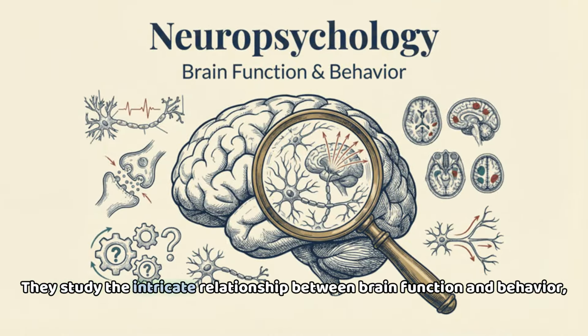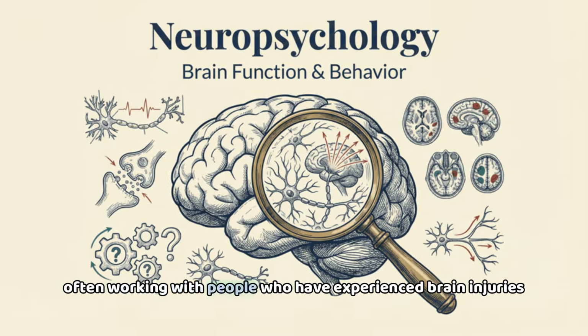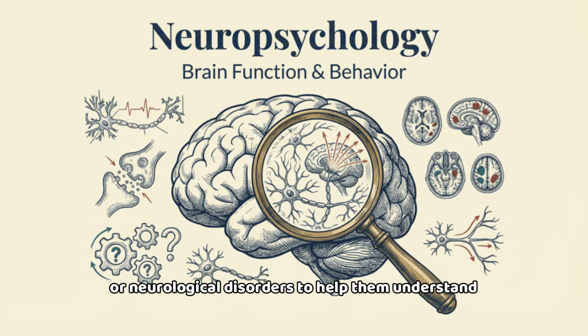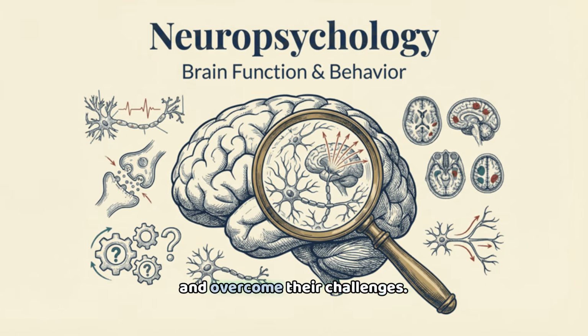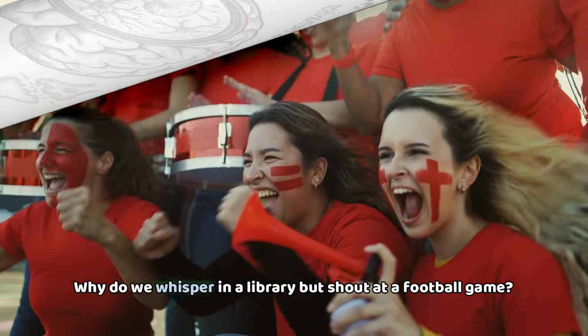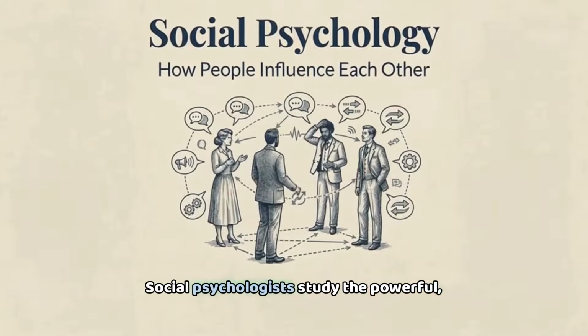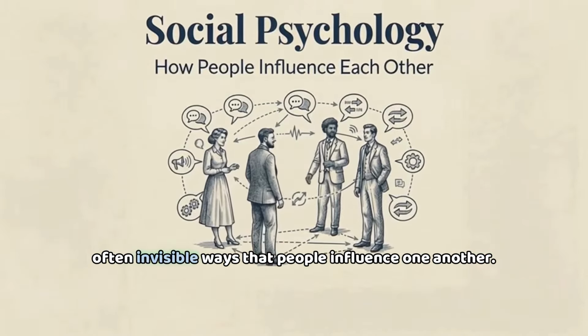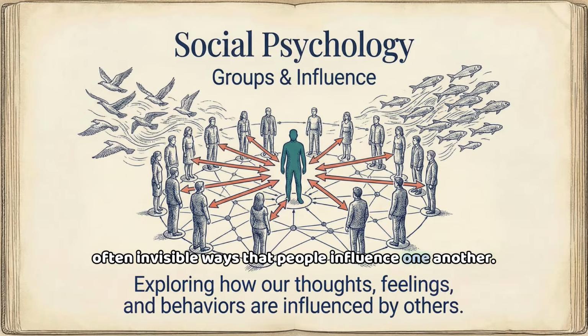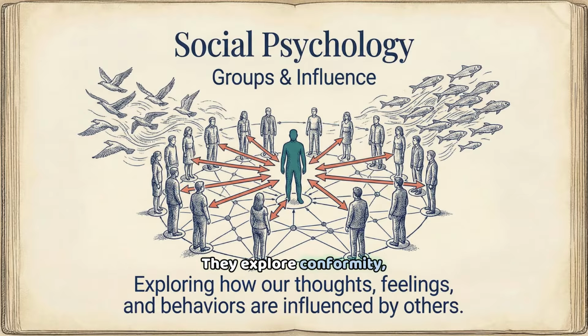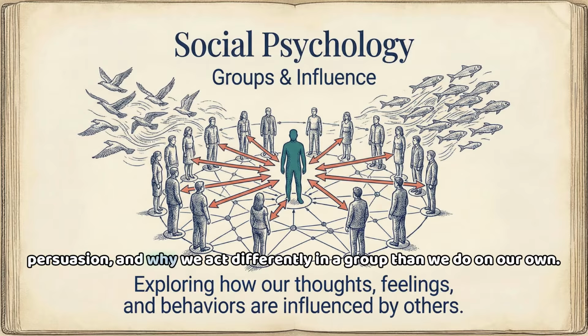They study the intricate relationship between brain function and behavior, often working with people who have experienced brain injuries or neurological disorders to help them understand and overcome their challenges. Why do we whisper in a library but shout at a football game? Social psychologists study the powerful, often invisible ways that people influence one another. They explore conformity, persuasion, and why we act differently in a group than we do on our own.